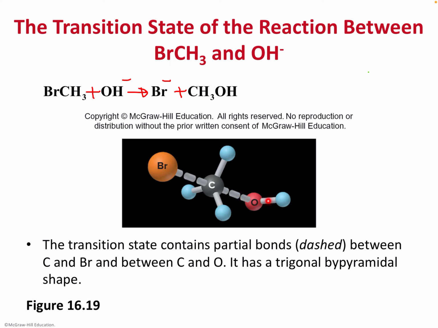This is a full bond between oxygen and hydrogen. So the transition state contains partial bonds, which are dashed lines between carbon and bromine and between carbon and oxygen. And right now, since carbon has 1, 2, 3, 4, 5 bonds, it has a trigonal bipyramidal shape.